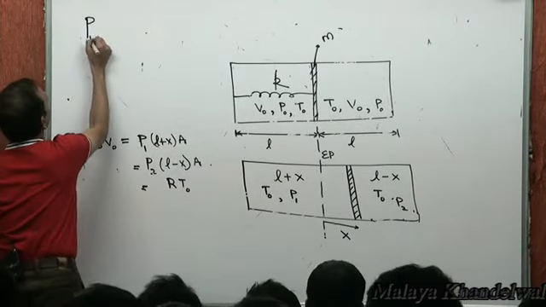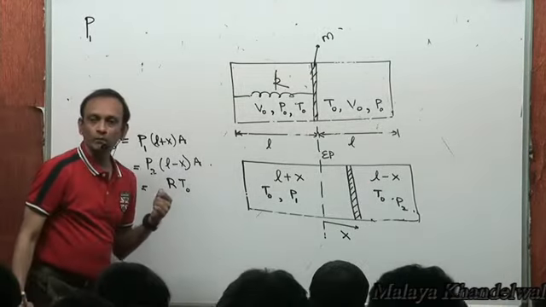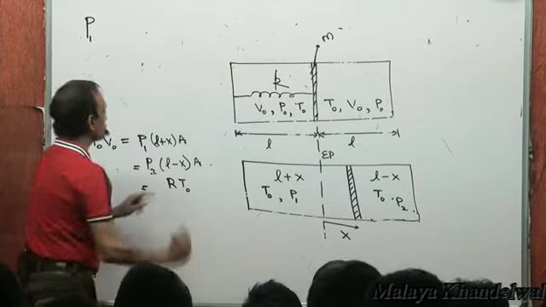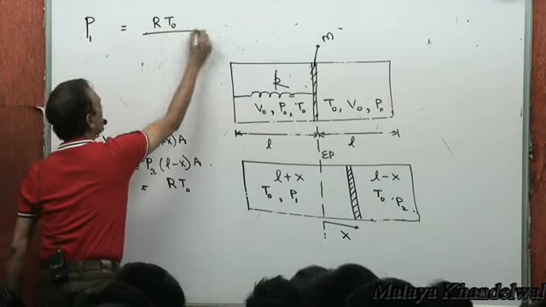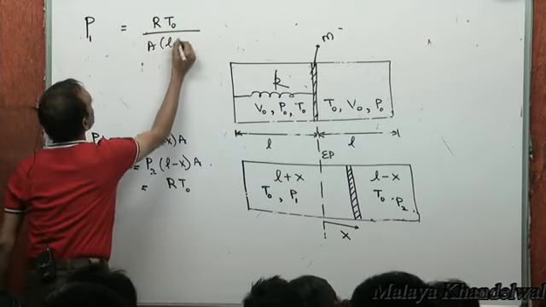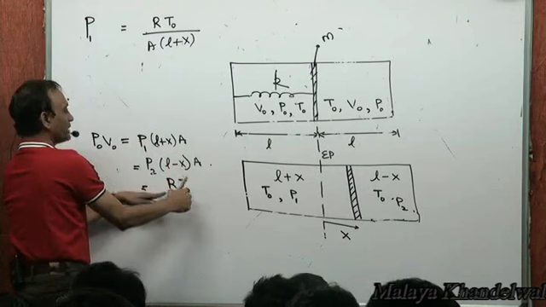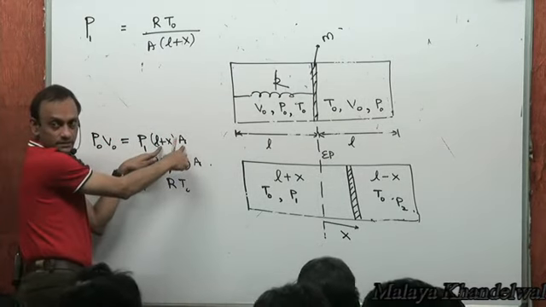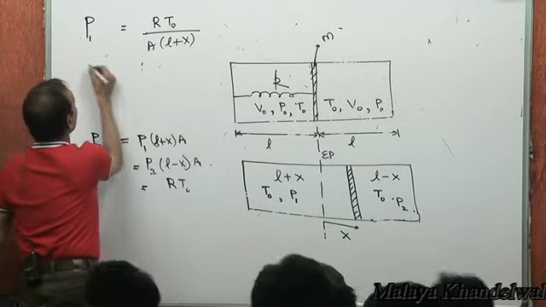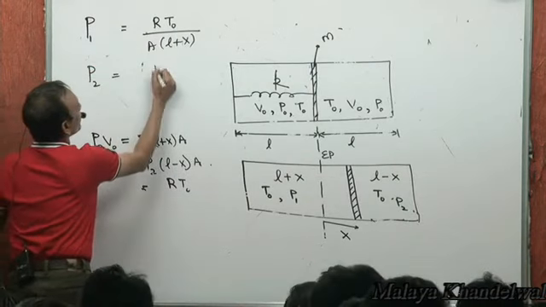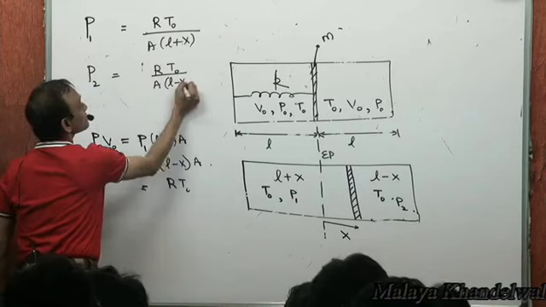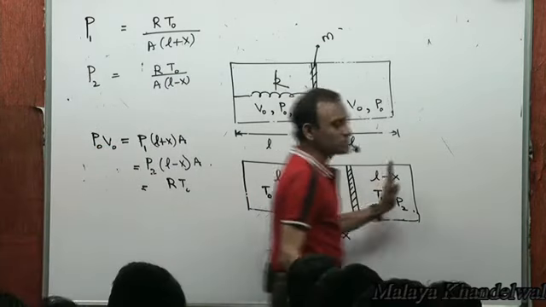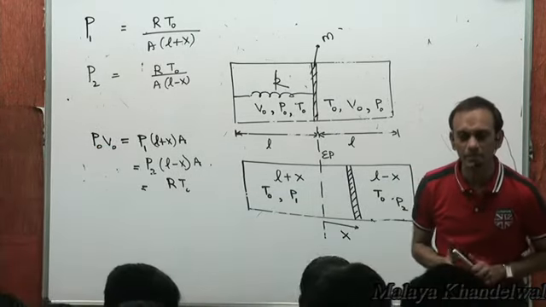P1, the pressure in the left chamber when the piston is moved x units to the right, is going to be RT0 divided by A into (L plus x). And P2 is going to be RT0 by A into (L minus x). These are the pressures in this intermediate state of displacement of the piston.